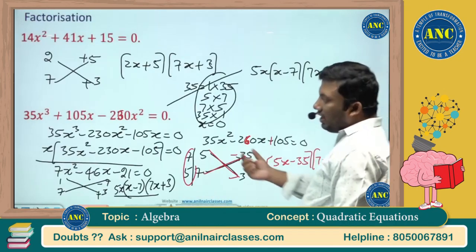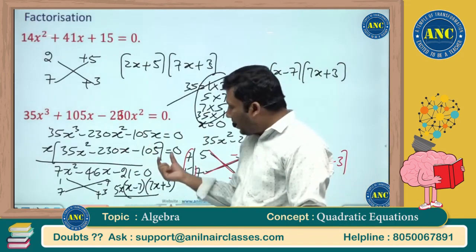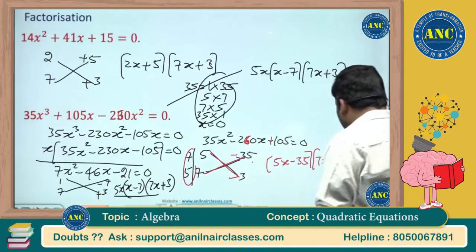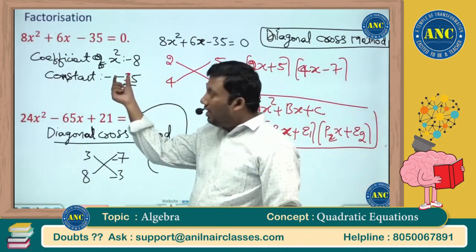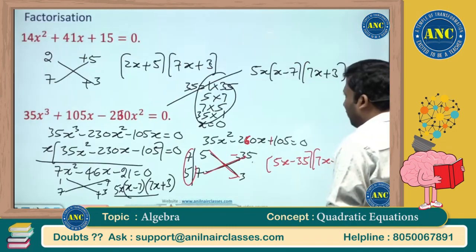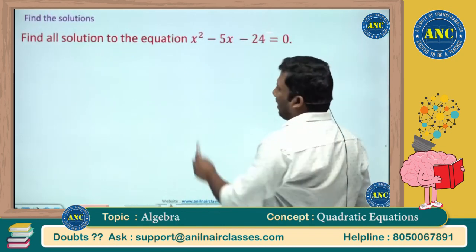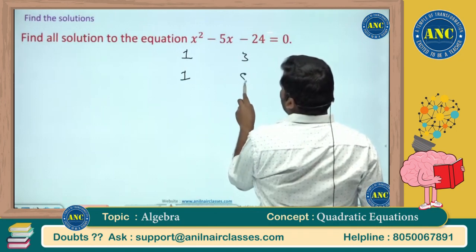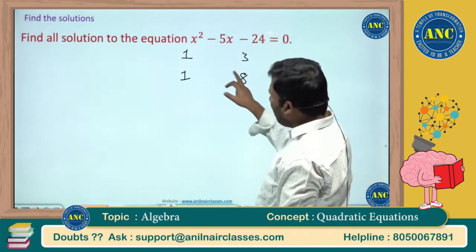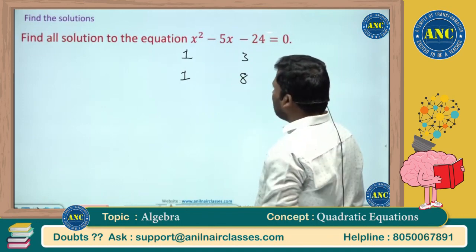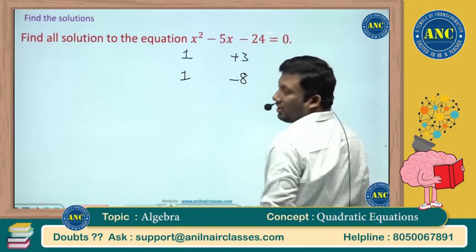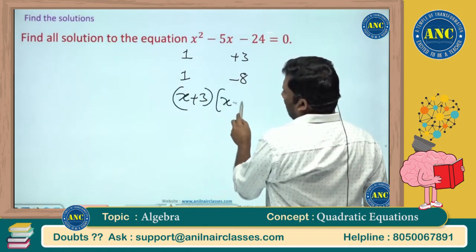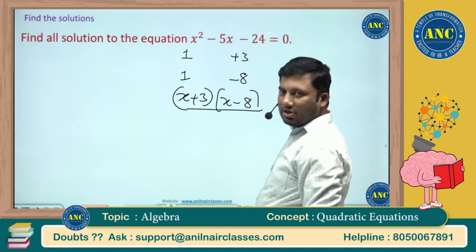What is the difference? Here you can factorize it. Here you can get the integer product to get the answer. But if you see all the possible cases, if I take the coefficient of x square 1, 1, 1, and if I take 3 into 8, 8 ones are 8, 1 threes are 3. So it is minus 8 plus 3. So this can be written as x plus 3 into x minus 8.